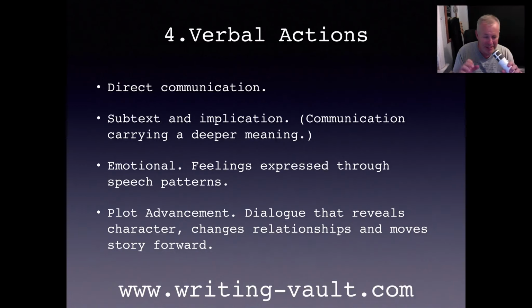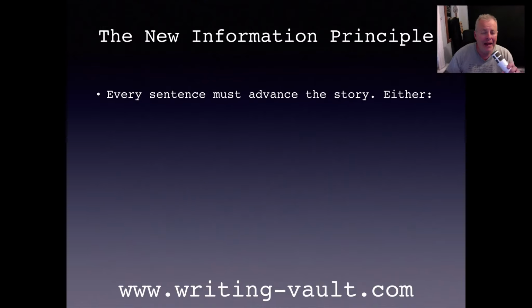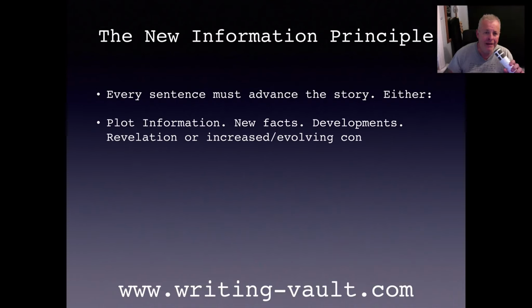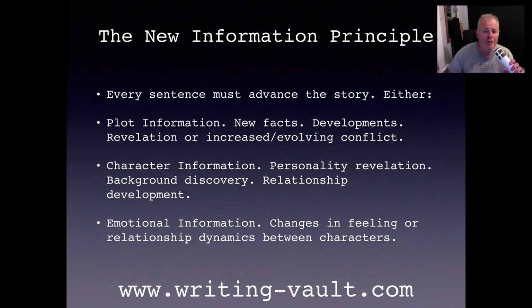Okay, Gary has a thing to use when we're thinking about actions called the new information principle, and that is every sentence must advance the story. That's either by plot information, so you get new facts, developments, revelation or increased, evolving conflict. It's by character information, either personality revelation, background discovery or relationship development, or emotional information, changes in feeling or relationship dynamics between characters. So notice there's nothing there about flowery description or anything like that, or setting.